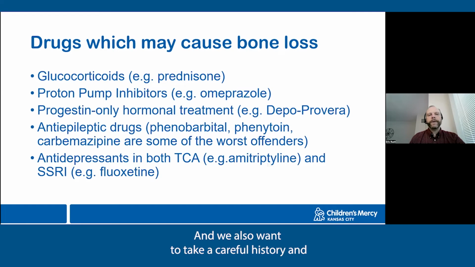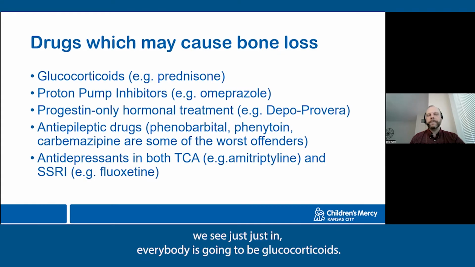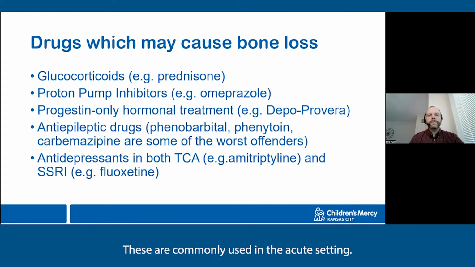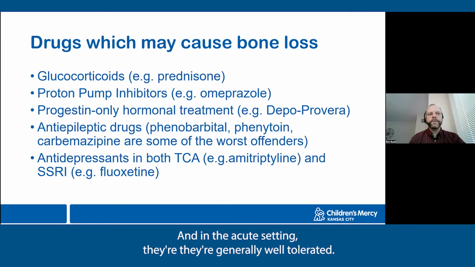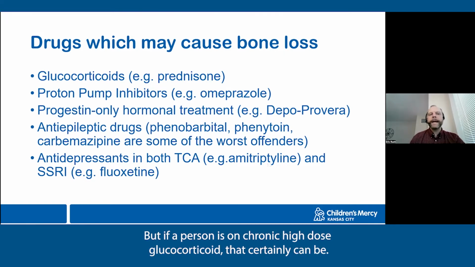And we also want to take a careful history and note which drugs might be present that could be contributing to bone loss. And one of the more common ones we see just in everybody is going to be glucocorticoids. An example of this would be prednisone or methylprednisolone. These are commonly used in the acute setting, and in the acute setting, they're generally well tolerated, and it's not usually a huge problem. If somebody's on a week of steroids for an asthma exacerbation, once every few years, it's probably not going to be a big deal, not going to really matter for your bone density. But if a person's on chronic high dose glucocorticoids, it certainly can be.